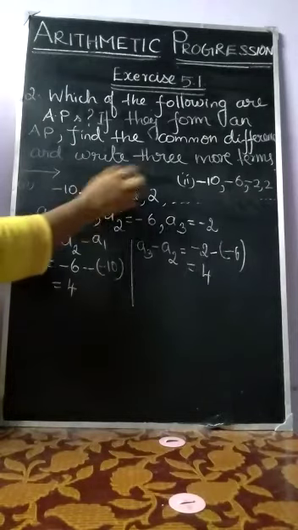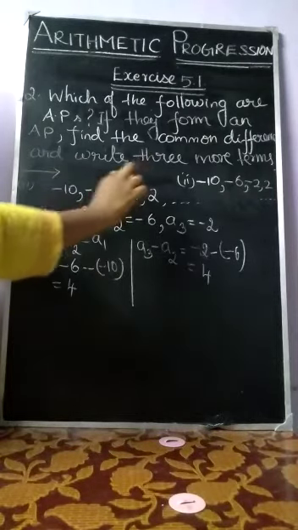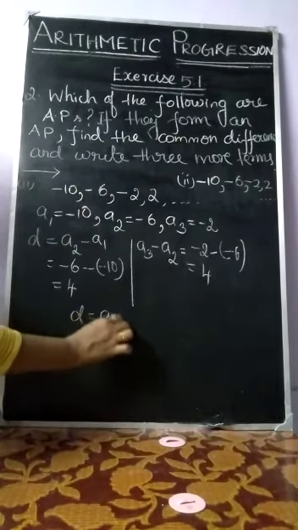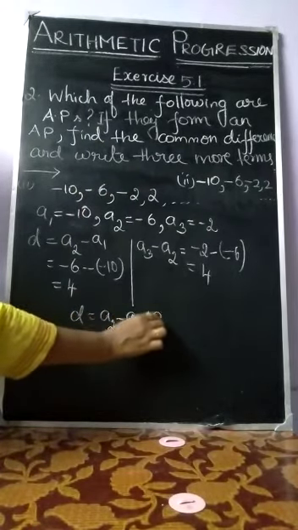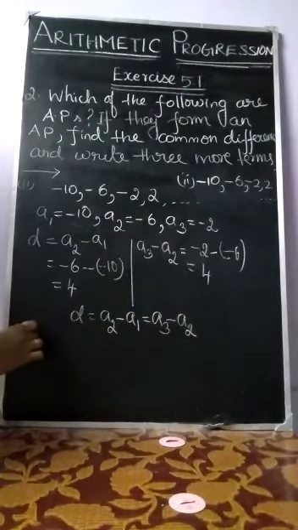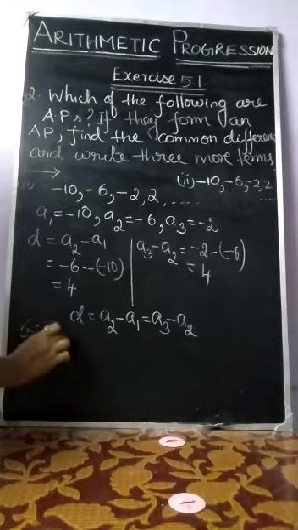So the common difference are equal only. So the given values form an AP. Okay. So D equal to A2 minus A1 is equal to A3 minus A2. The value is 4 only. So the given sequence form an AP.